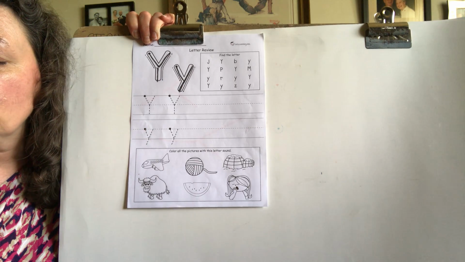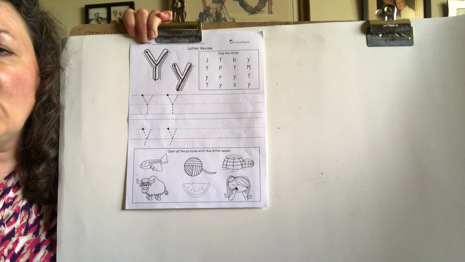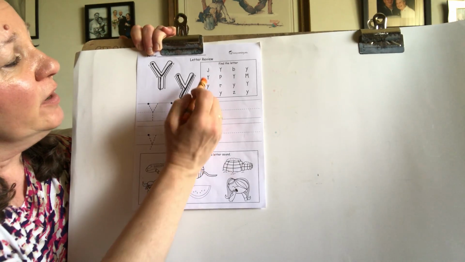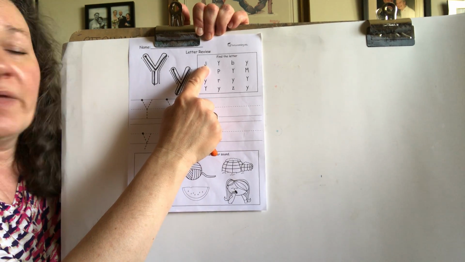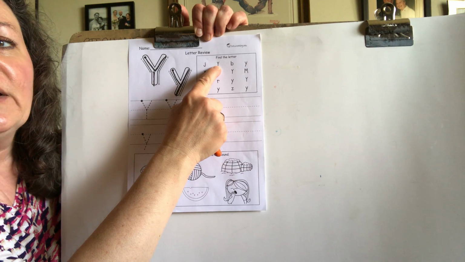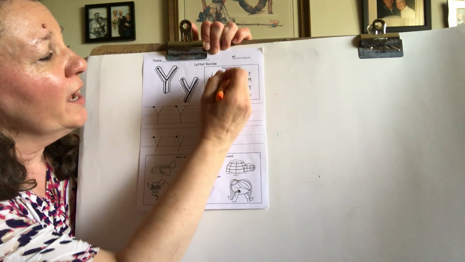All right, so now on this part here, we're going to be looking for the letter Y, and we're going to only circle the letter Y. All right, so let's do it together. Let's look across the top row. All right, is that the letter Y? Now that's a J. What about this one? Yes, that's a Y. So let's circle the Y.